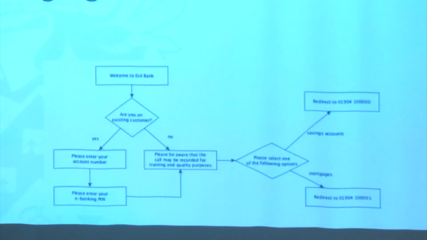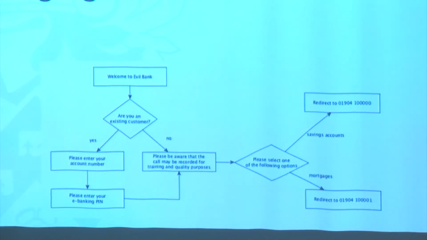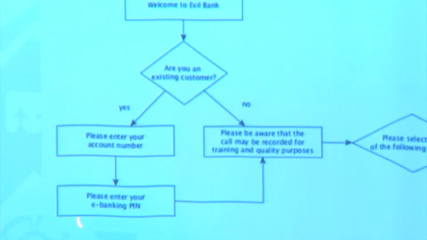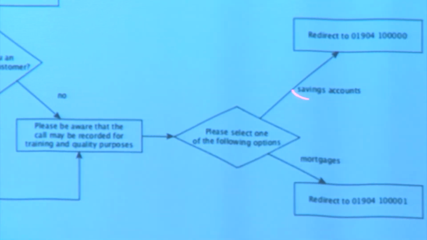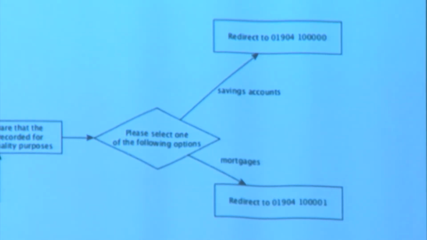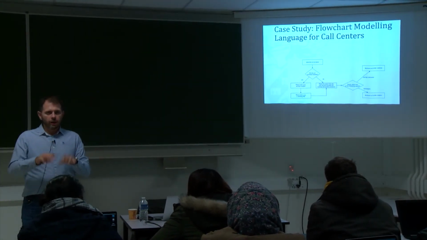example of the kind of call center software you may have to write for a customer, where you start with some sort of greeting. So you call into a number as a customer, you're greeted by the system, and then you're asked the question, are you an existing customer? If you answer yes, then you're asked to enter your account number. And then you're asked to enter your e-banking PIN, and if that gets validated, then you're notified that the call may be recorded, and then you're asked to select one of the following options for mortgages or for savings accounts, and depending on what you speak out, you get redirected to a different number in the company. So this is software that you would need to sit down and type in Java.